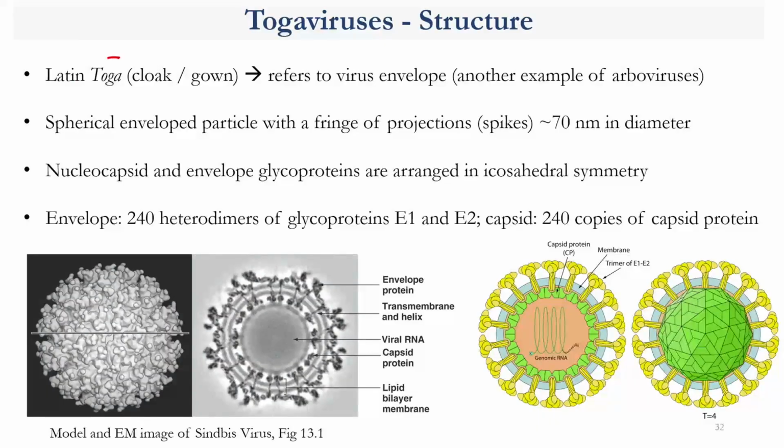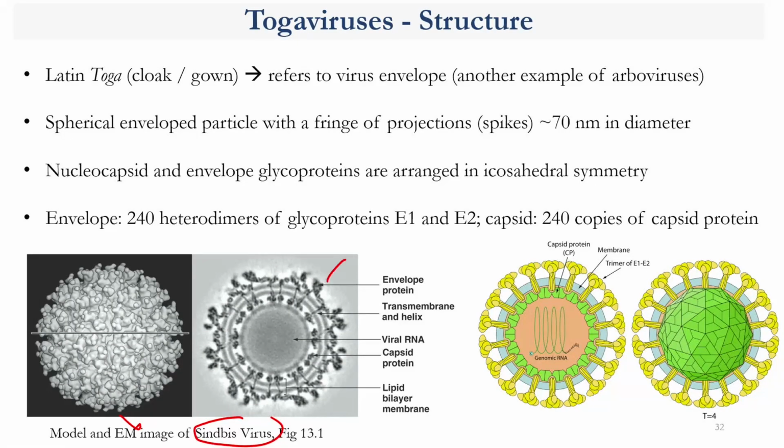Toga comes from Latin, which means cloak or gown. It refers to the virus envelope. So this is another example of an arbovirus, which gets transmitted through arthropods, okay? It's a spherical enveloped particle, and it has a fringe of projections. So it does have spikes, and the particle is about 70 nanometers in diameter. So if you look at the model as well as the EM image, this is for Sindbis virus.